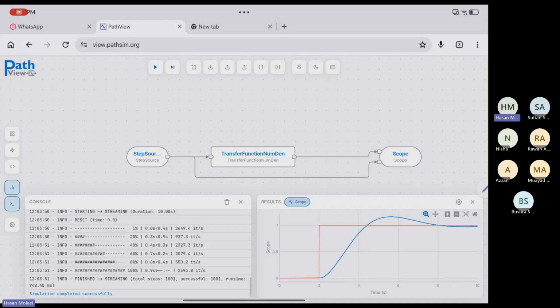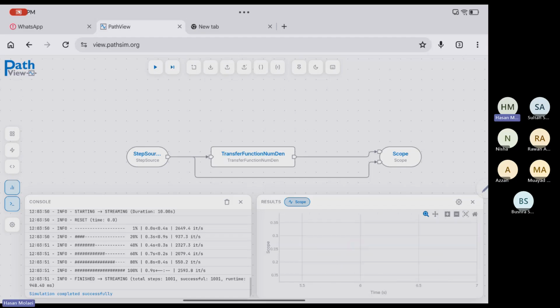What is the definition of rise time? Almost full, yeah. Which means from here to here is the first time it reaches the final value. How much is it? Almost 2.3. Yeah, maybe 2.4.